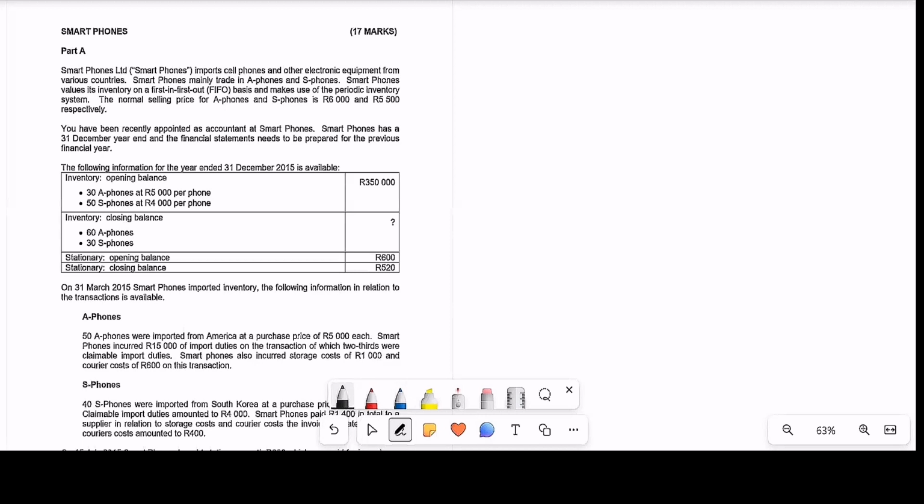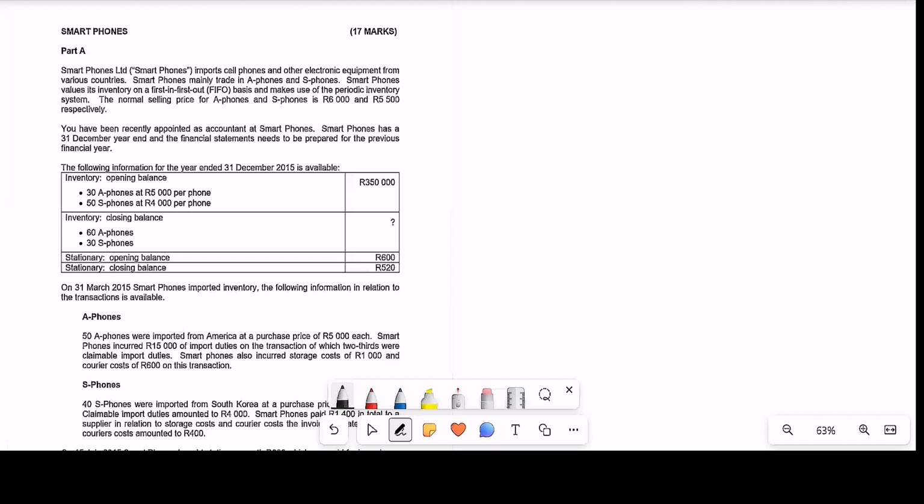And today we'll be looking at this inventory question. The main things that you must always remember when doing an inventory question is to always read and find out which inventory system they are on. Remember, we have the first in first out inventory system, and we can also have the weighted average inventory system.